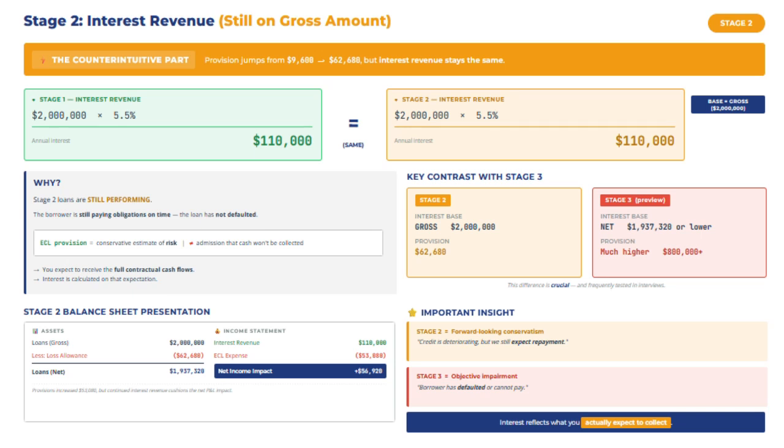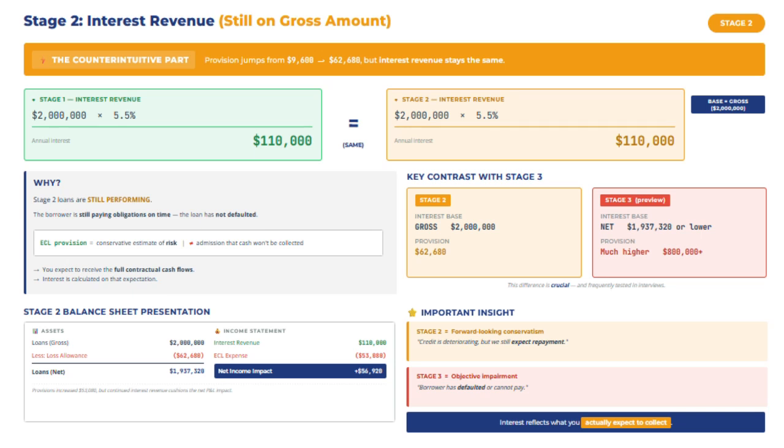Third, you'd still expect to receive the full contractual cash flows. The borrower hasn't defaulted yet. Now in stage 3, everything changes. The interest accrues on the net amount after the provision. The provisions are much higher and the interest revenue drops here. And stage 3 is where the real P&L hit happens.